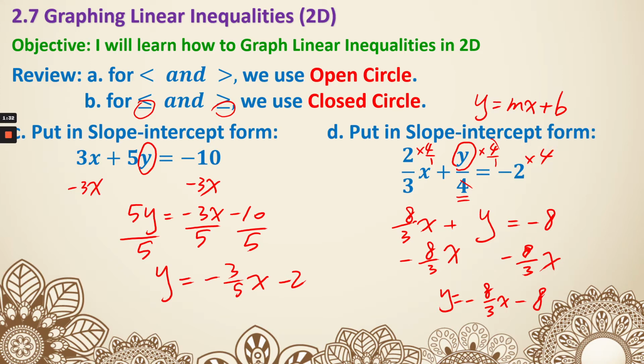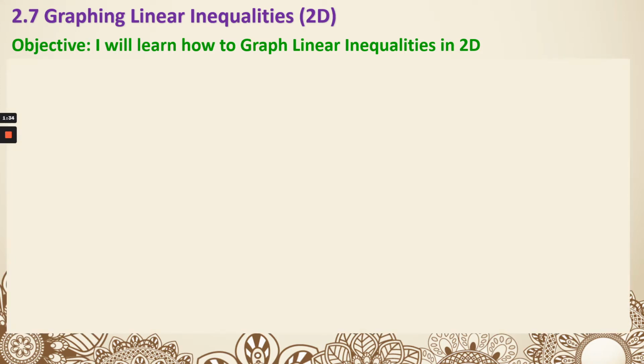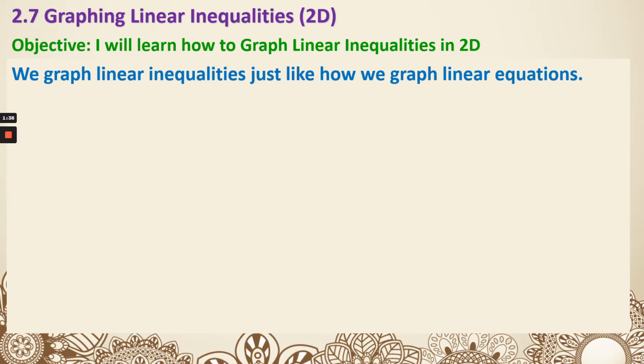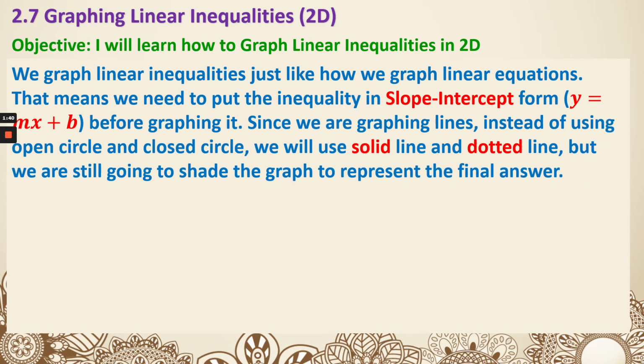Now let's move on to actual linear inequality. We graph linear inequality just like how we graph linear equations. That means we need to put the inequality in slope-intercept form, which is y equals mx plus b, before graphing it. Since we're graphing lines, instead of using open circle and closed circle, well, because if you use open circles, it's going to be a bunch of open circles forming a line, which is not quite convenient. So we'll actually use solid line and dotted line.